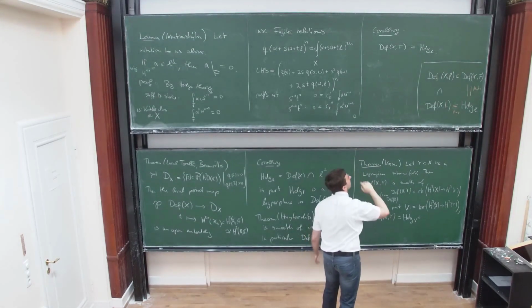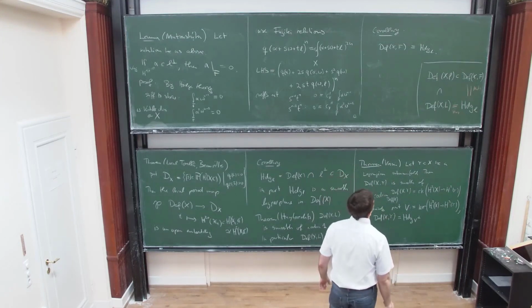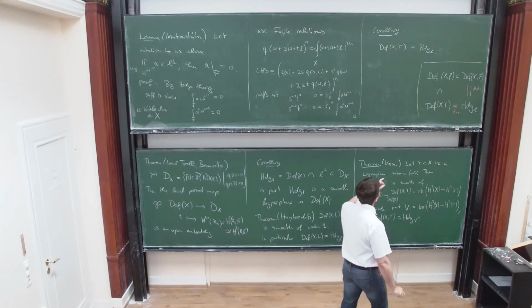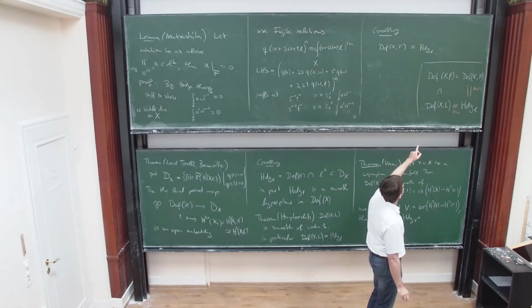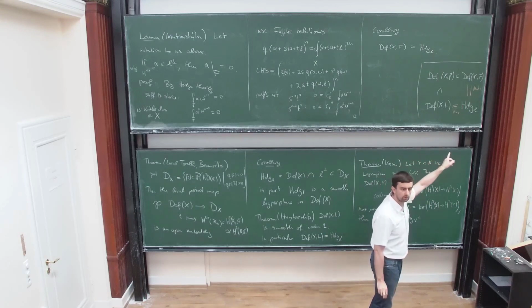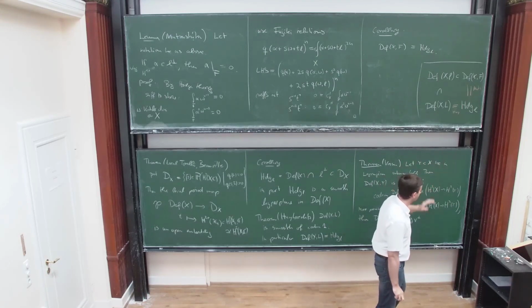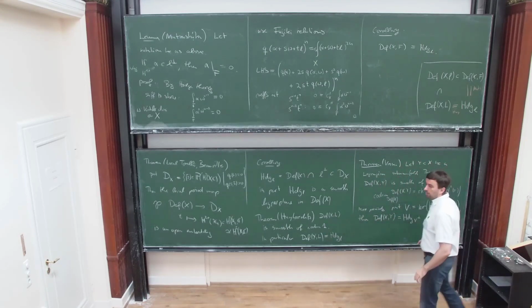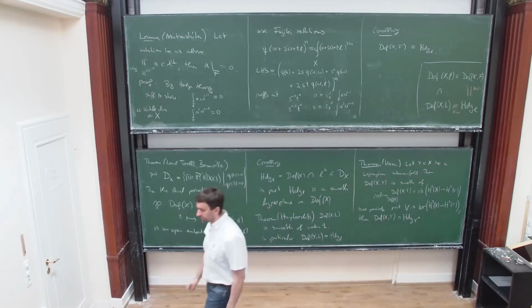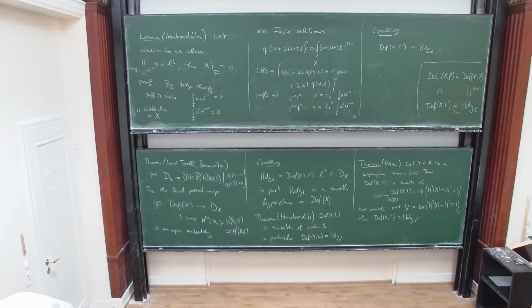So if you look at this diagram, you see it would be sufficient to prove that one remaining inclusion is an equality in order to conclude that everybody is equal. So I'm going to switch to wet.